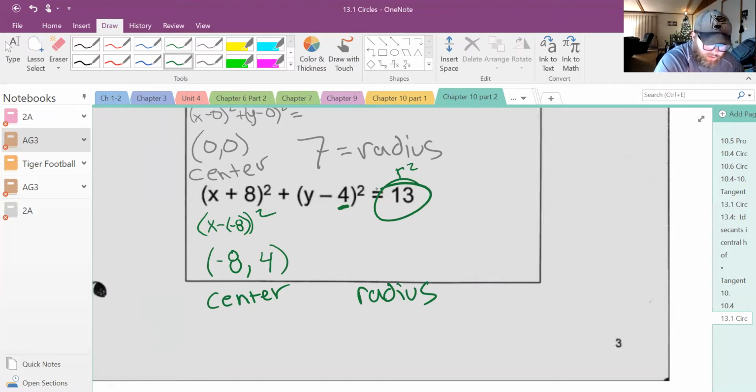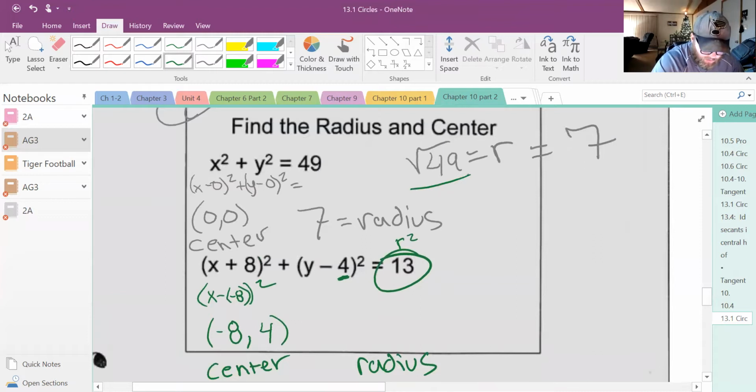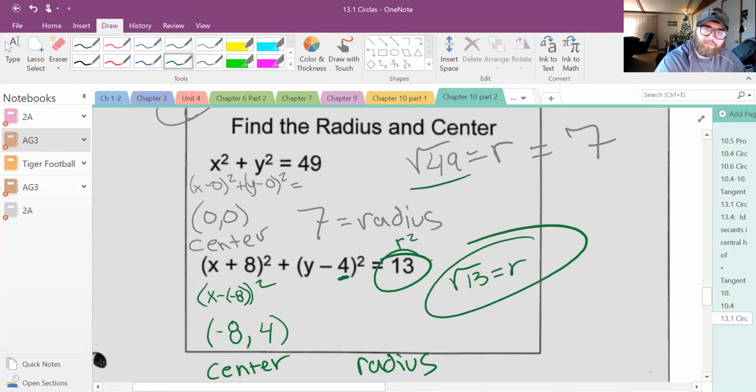Okay, so remember, how did I say to find it? What did we do up here? We took the square root of 49 to find r. Well, take the square root of 13 to find r. Can we simplify that any further? We can't. That right there is my radius. Okay, don't get so confused. When I give you the equation, all you got to do is square root the number on the other side of the equal sign to find your r. Not a big deal whatsoever.